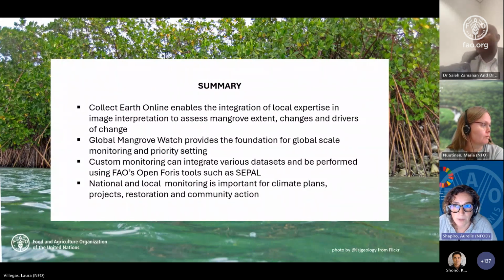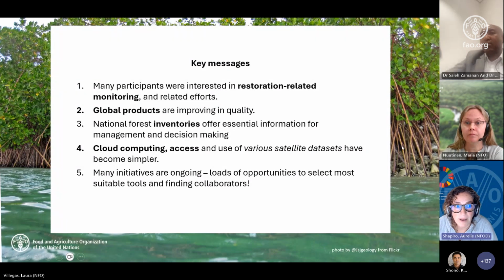And then we saw the real impacts on the ground for national and local scale monitoring. This is really important for community action, for restoration projects, and for protection, and that's a crucial element as well. So the key message is that a lot of you are really interested in restoration-related monitoring. We're happy to hear that, and we have a series of webinars planned, and we're happy to address this in future sessions.